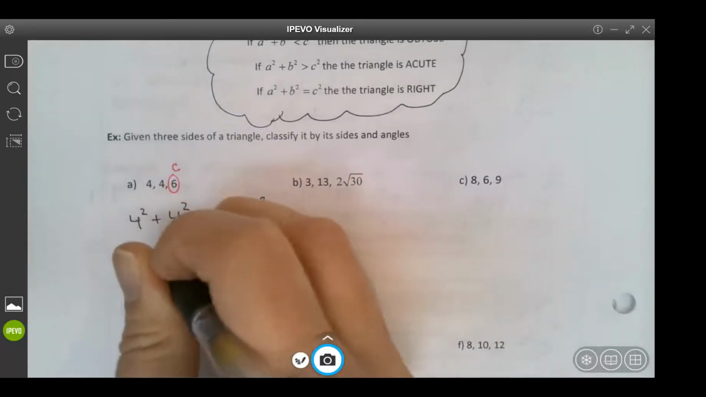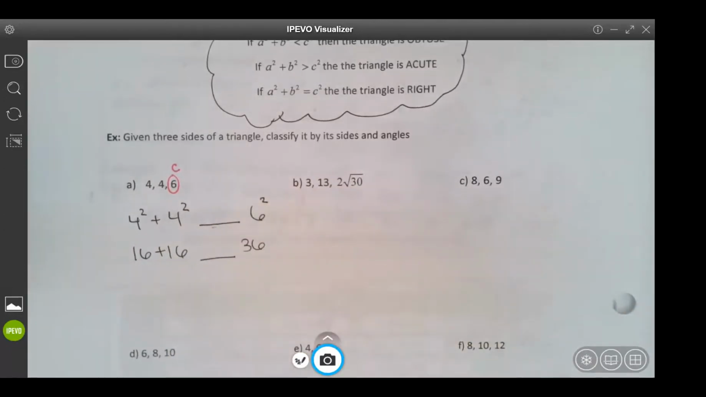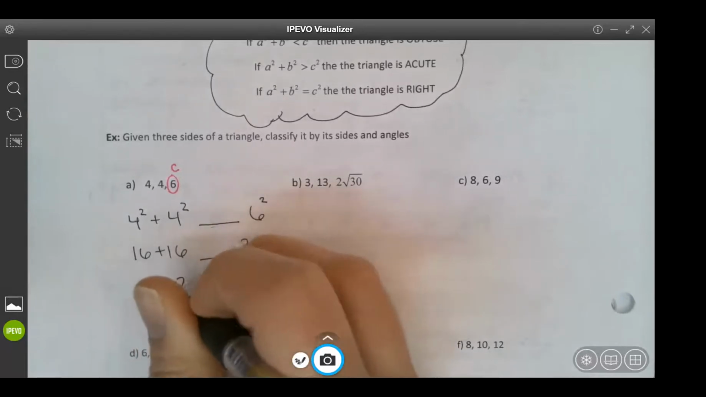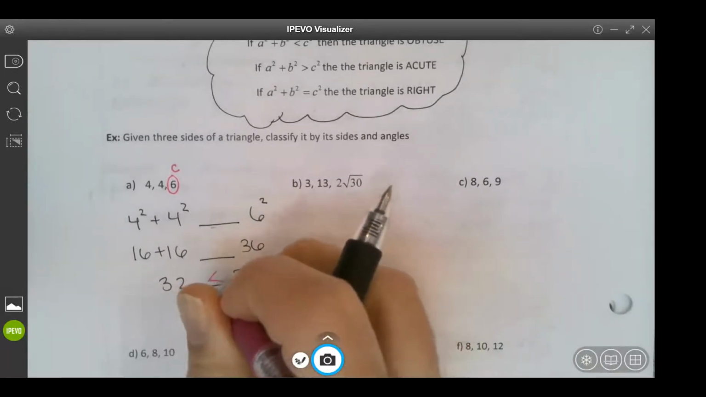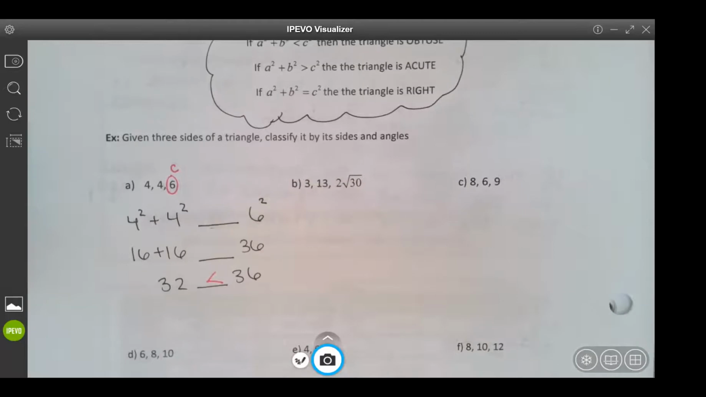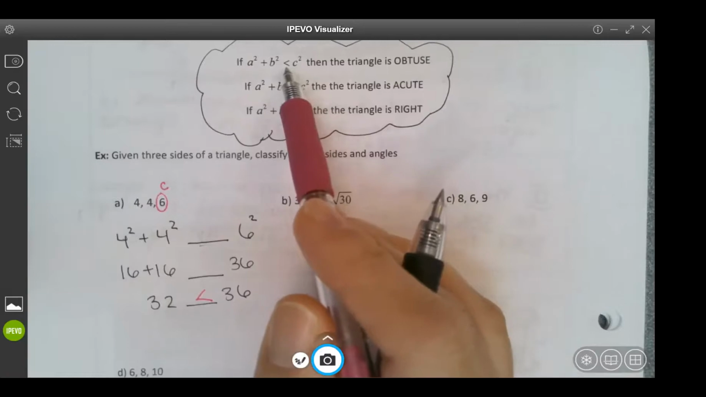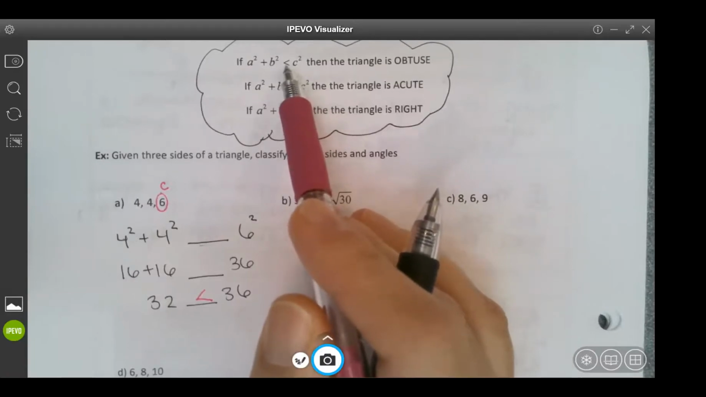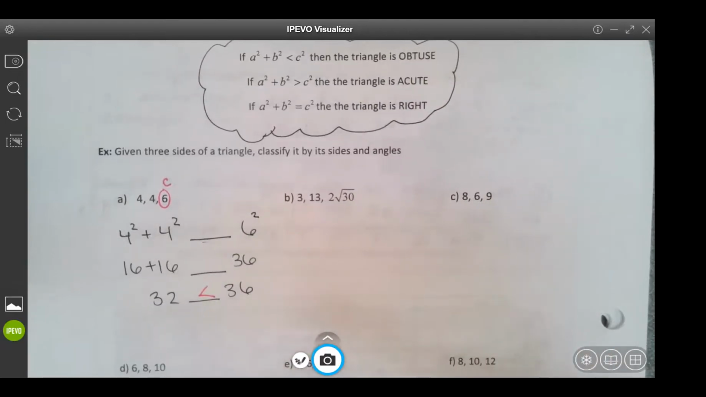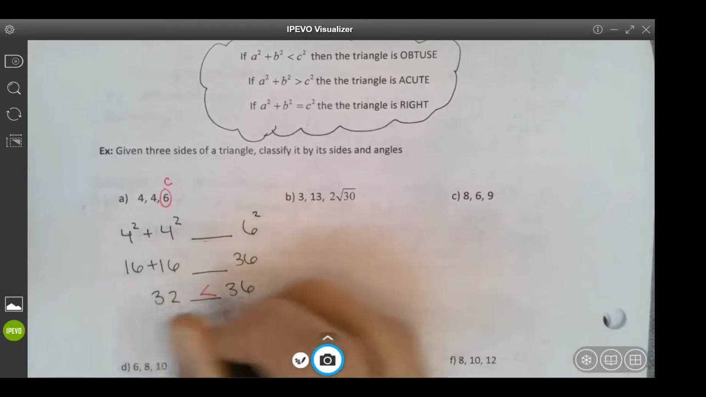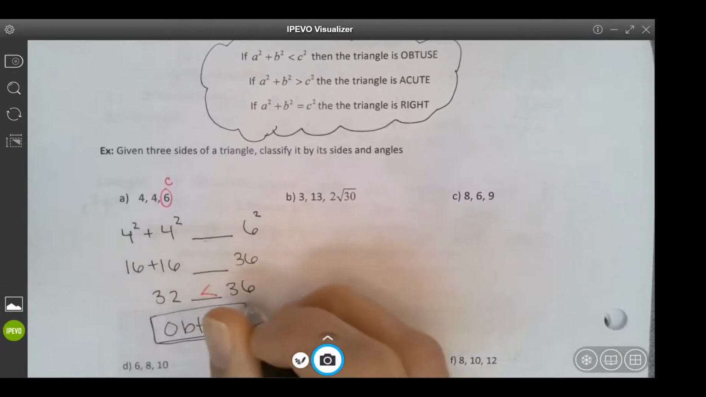4 squared, so I have 16 plus 16. How does it compare to 6 squared, which is 36? Then I add those together. 32 compared to 36. And I would say, well, 32 is less than 36. Okay, well, if A squared plus B squared is less than C squared, that means obtuse. So again, it's kind of opposite of what you're thinking of. When you think of obtuse, you think greater than 90. Less than, for our Pythagorean inequalities, means this triangle must be an obtuse triangle.